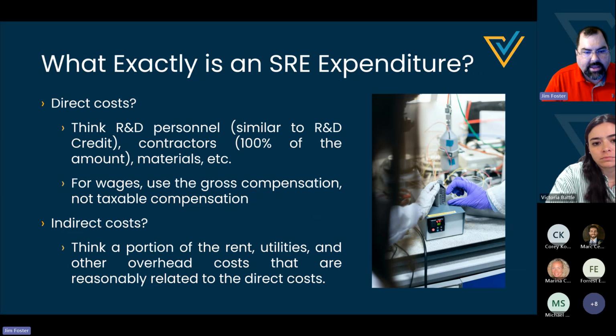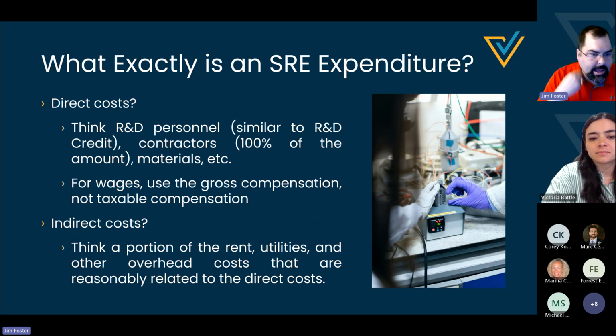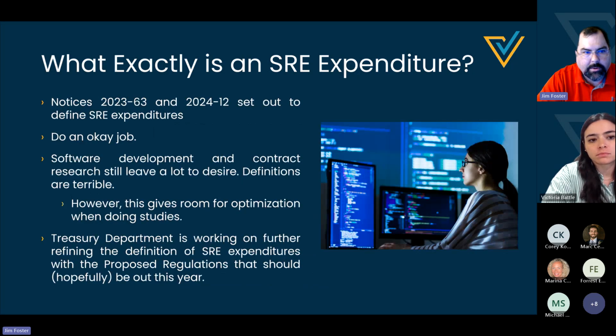Indirect costs include things like rent, utilities, and other overhead costs that are reasonably related to the direct cost. However, if 50% of your personnel are performing R&D activities, you don't take all of your rent and utilities and everything else. You could make a ratio of some sort to allocate those and get 50% of them or something like that in this particular instance. So when you look at the indirect cost, there's an art to it.